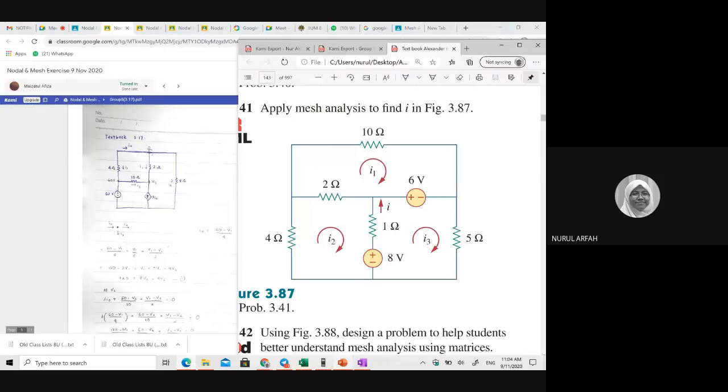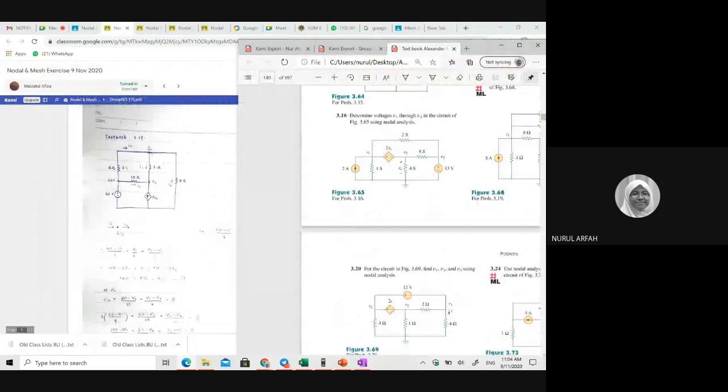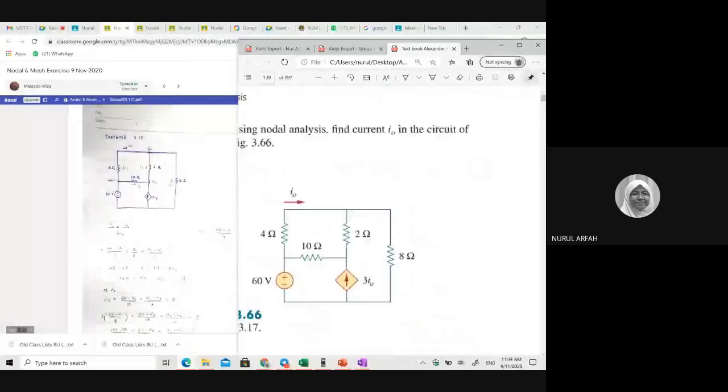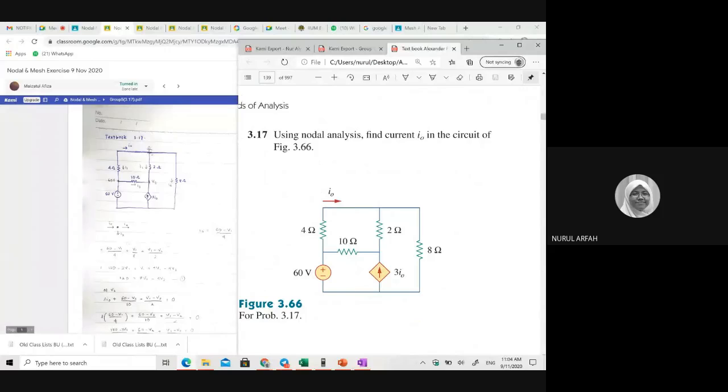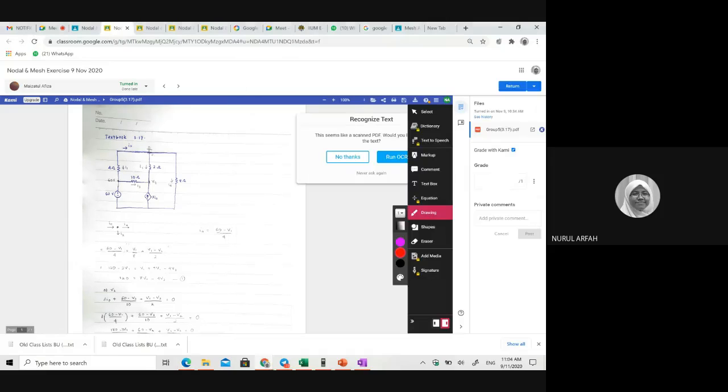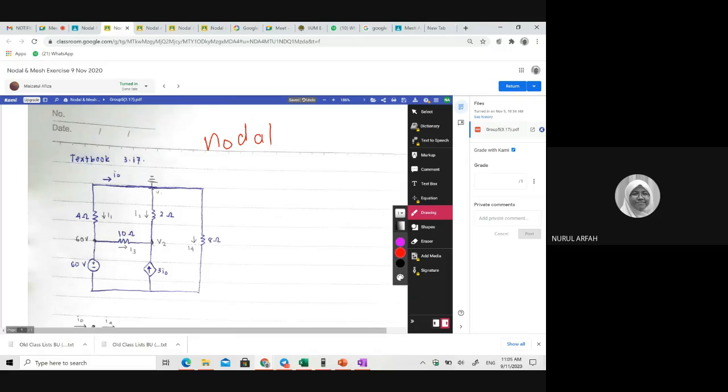3.17. You can look at your textbook, 3.17. Okay. Find I naught flowing through the 4 ohms. So you have I naught here. Using nodal analysis, let me check your elements first. 2, 8. Okay, done. Since this is nodal analysis, I will look at your what? What do you think? Your reference point. That's number 1. I will check: in this answer, do you have a reference point?